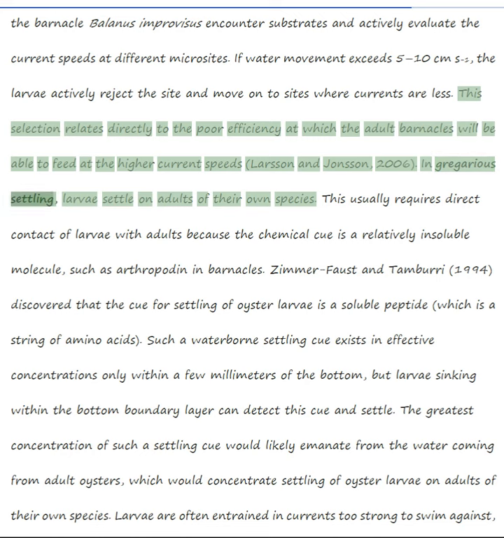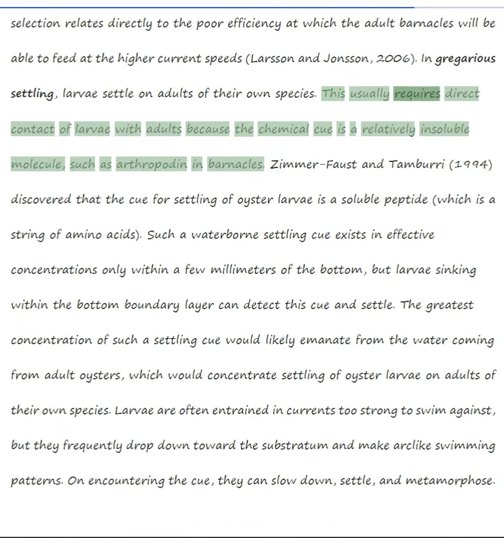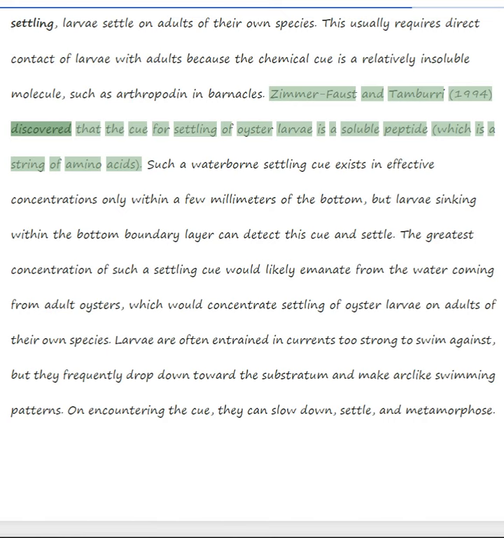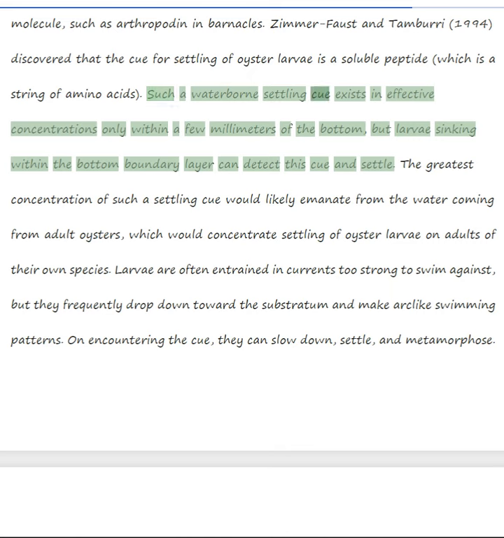In gregarious settling, larvae settle on adults of their own species. This usually requires direct contact of larvae with adults because the chemical cue is a relatively insoluble molecule, such as arthropodin in barnacles. Zimmer-Faust and Tamburri discovered that the cue for settling of oyster larvae is a soluble peptide. Such a waterborne settling cue exists in effective concentrations only within a few millimeters of the bottom, but larvae sinking within the bottom boundary layer can detect this cue and settle.